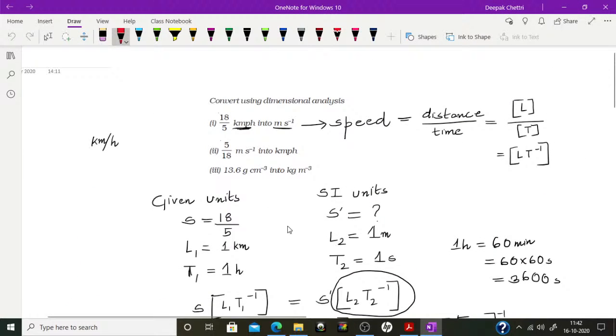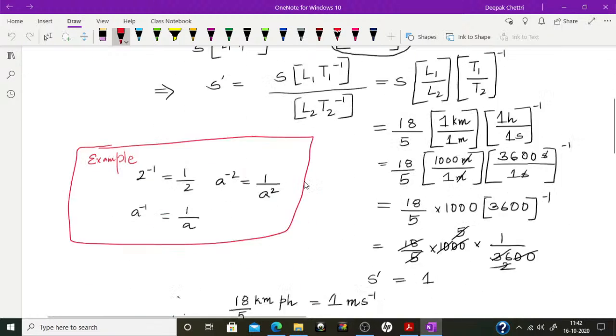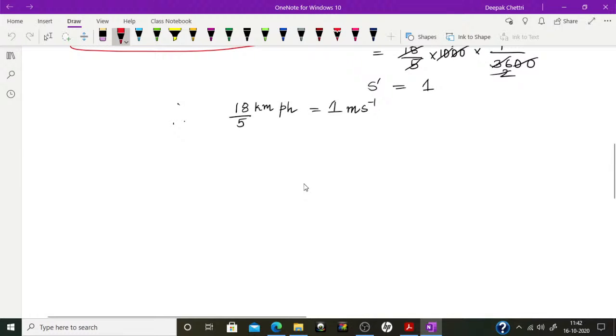So I'll go to the third one. What is question number 3? 13.6 grams per centimeter cube into kg per meter cube, right? So you have to convert 13.6 gram per centimeter cube to kg per meter cube.